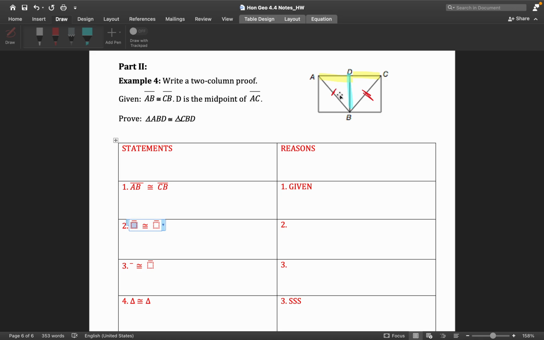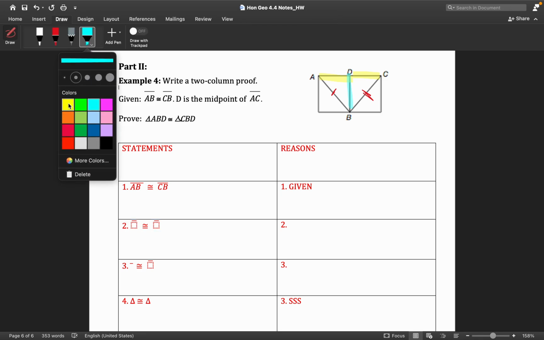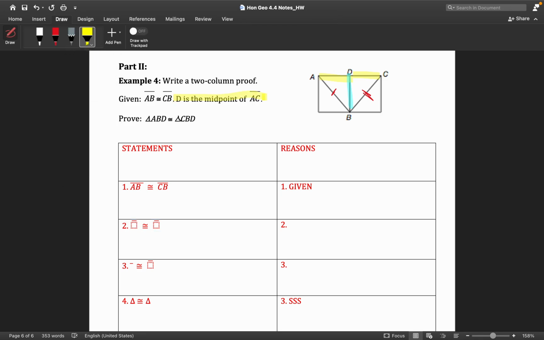All right, so we were given AB and CB. If I wanted to show that those top sides in yellow are congruent, I can use this fact right here, that D is the midpoint of AC. And if D is the midpoint of AC, then DA has to be congruent to DC by the definition of midpoint.